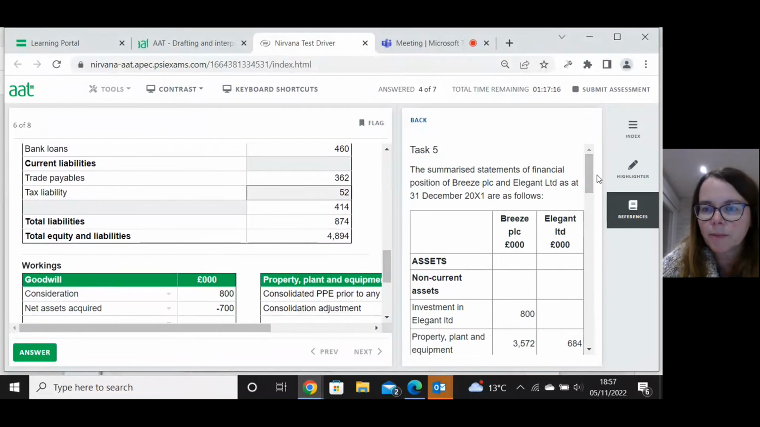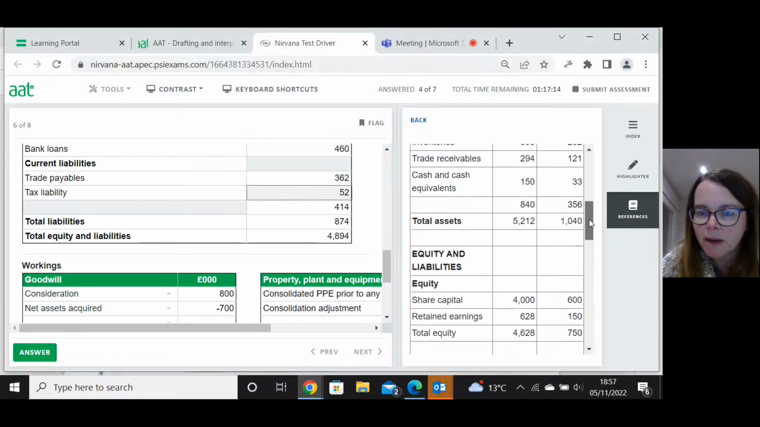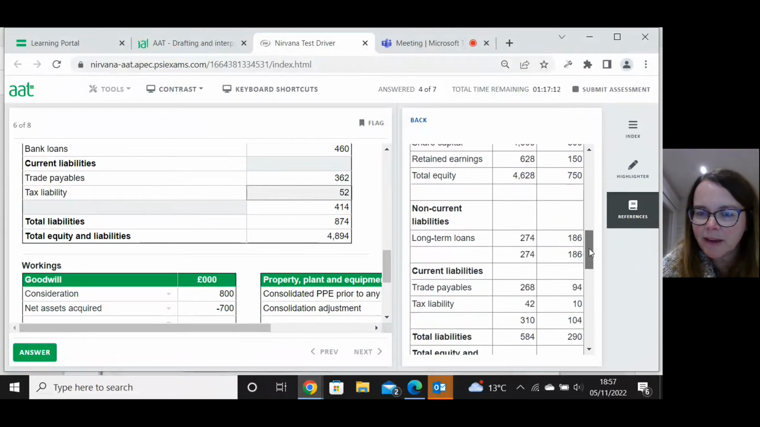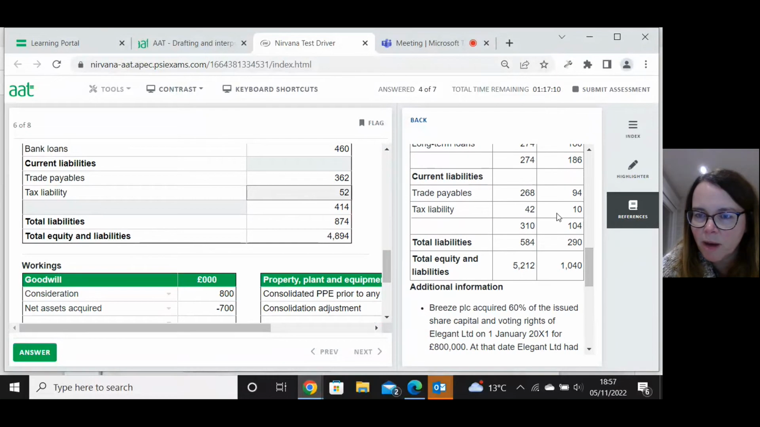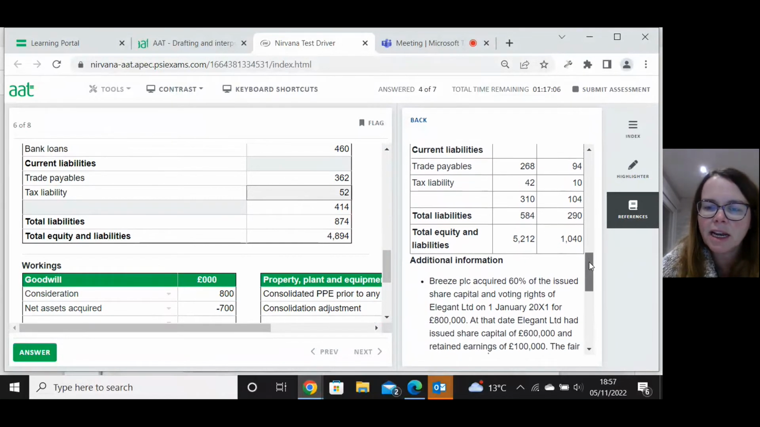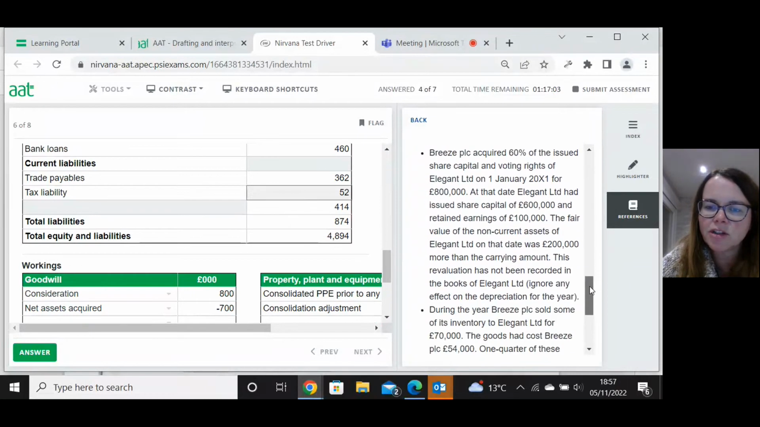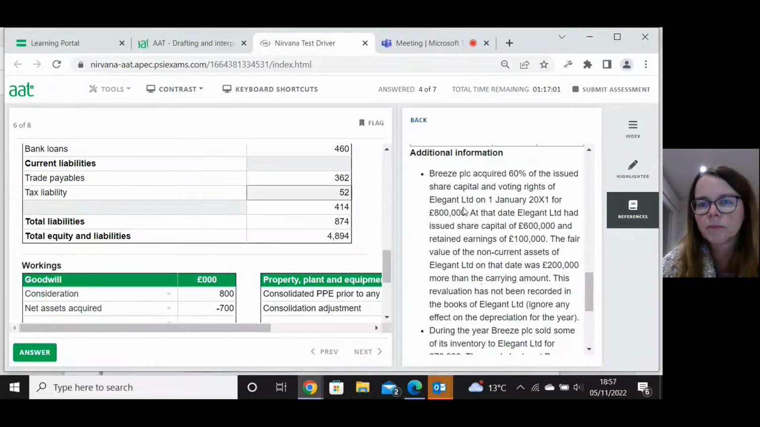Okay, there we go. So where am I up to? Have I put everything in? Have I missed anything? But I think I've put all my figures that aren't totals or subtotals in now. So I can now turn my attention to the extra information.